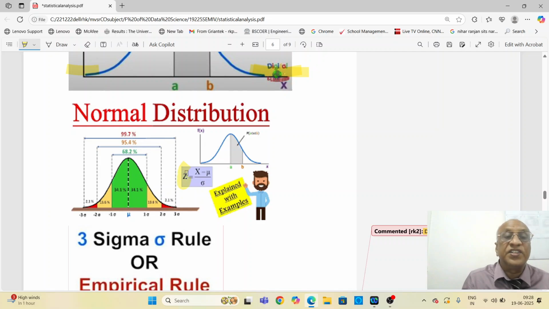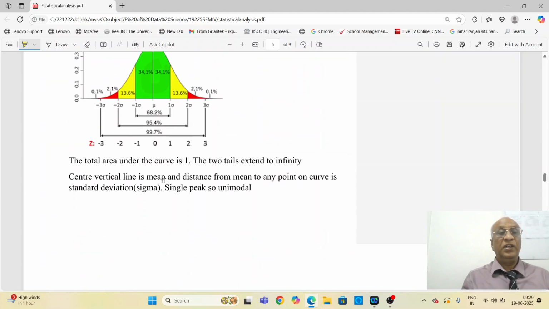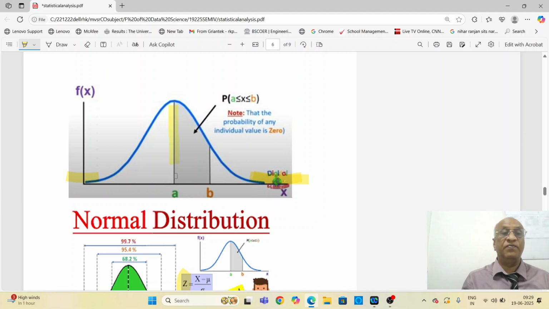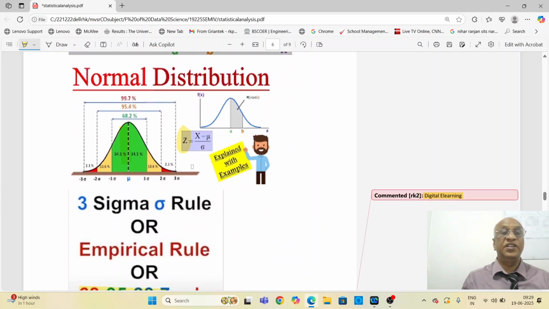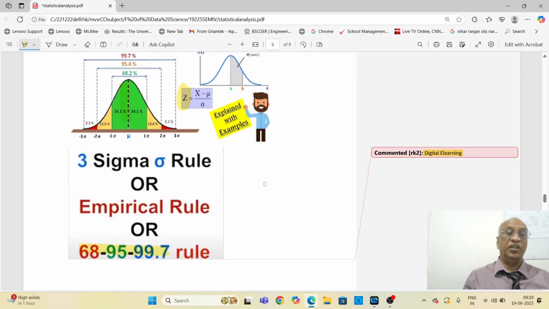What you are seeing here is the Z score. What is the Z score? It is the normalization value: x minus mu divided by sigma. Here, this central line is called the mean line, and this distance is called the standard deviation, given by sigma. Say for example A and B are there. A is less than or equal to X, which is less than or equal to B. The probability of any individual value is 0 here.